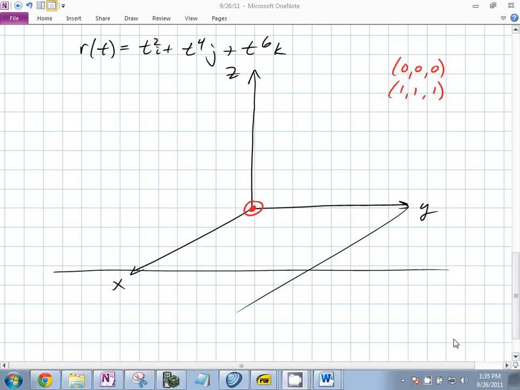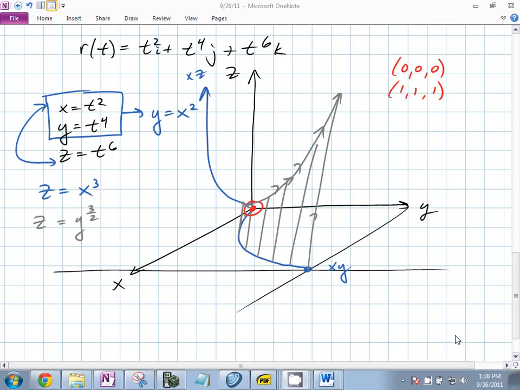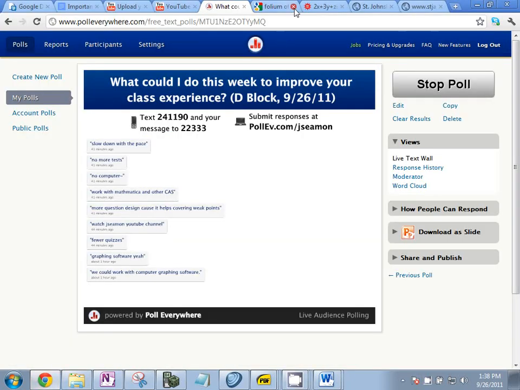Parametrically, right? So what does x equal? x equals t squared, y equals t to the 4th, and z is equal to t to the 6th. We know what each of those looks like independently, right? Or not. Well, watch this. This is something I want to show you today.